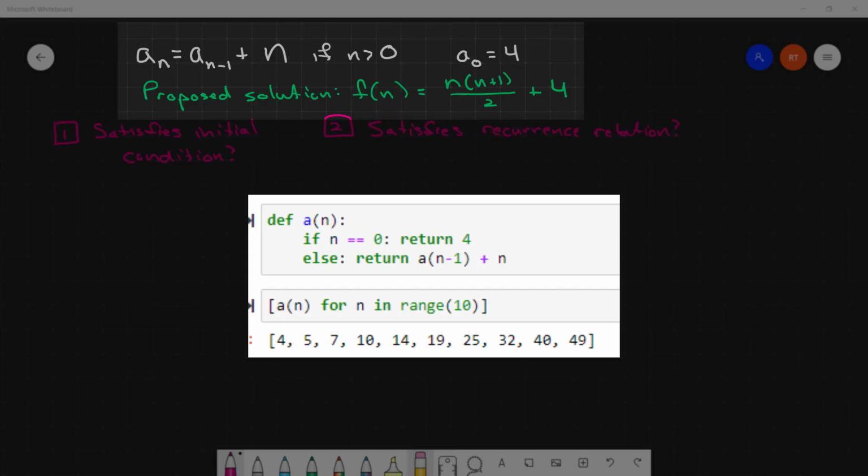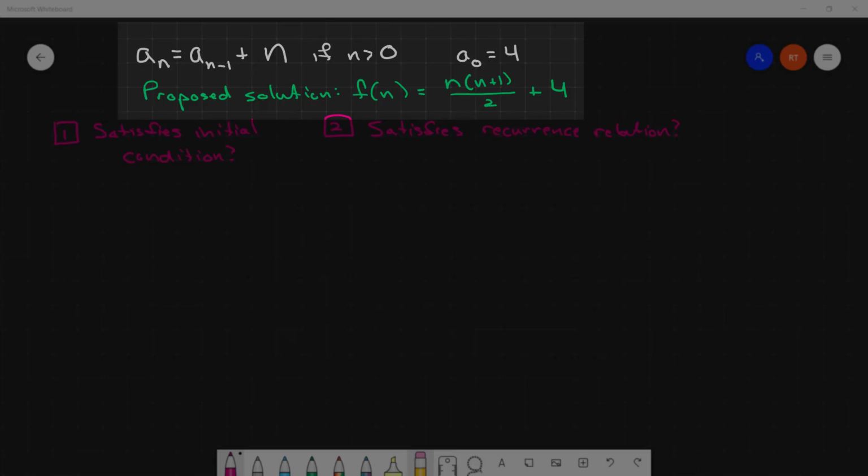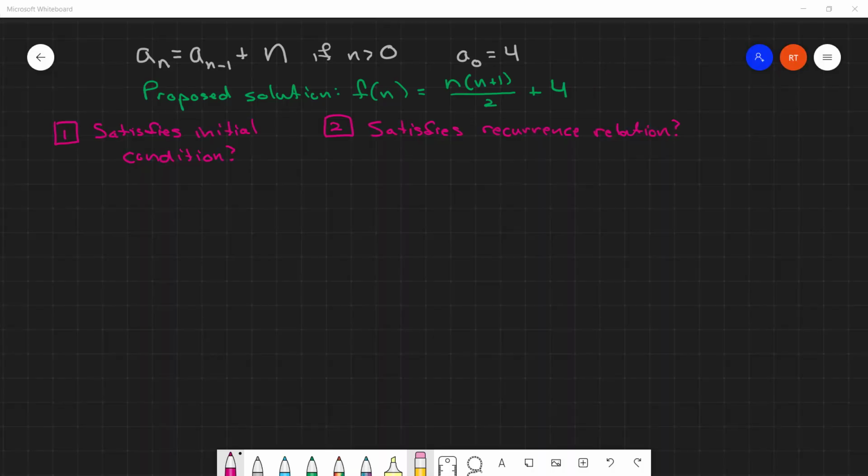And I'm going to claim that the function f(n) equals n times (n plus 1) over 2, plus 4, is a solution to this recurrence relation. Where this function came from is discussed in the book, but the point here is we're not going to talk about how to generate this solution. We're just going to take a proposed solution and check to see that it really is a solution.